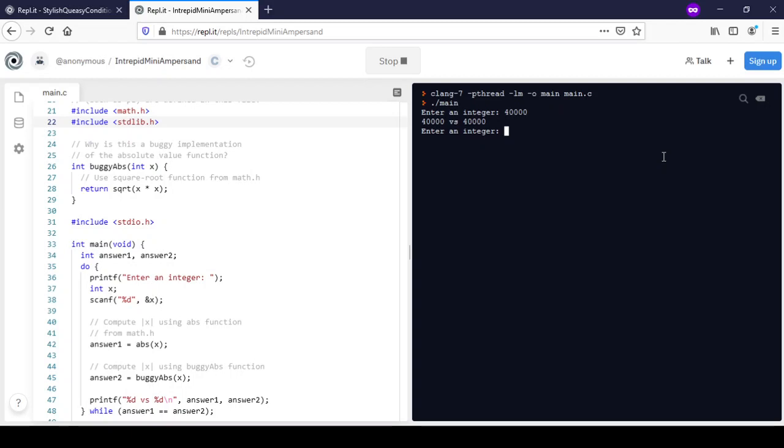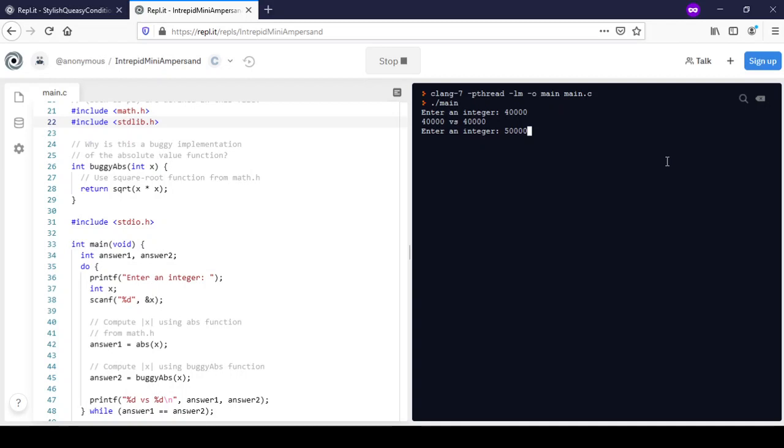Let's try a different number. So I'm going to try a bigger number. I'm going to try 50,000. But notice that 50,000 is still within the representable range of integers. On my machine, representable integers are in the range minus 2 billion, roughly, to plus 2 billion, roughly. So 50,000 is not a problem.